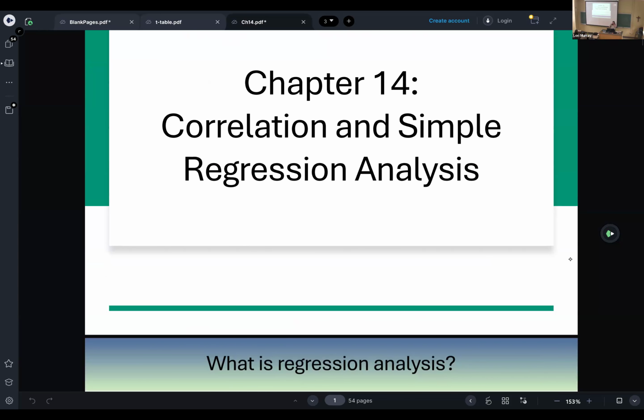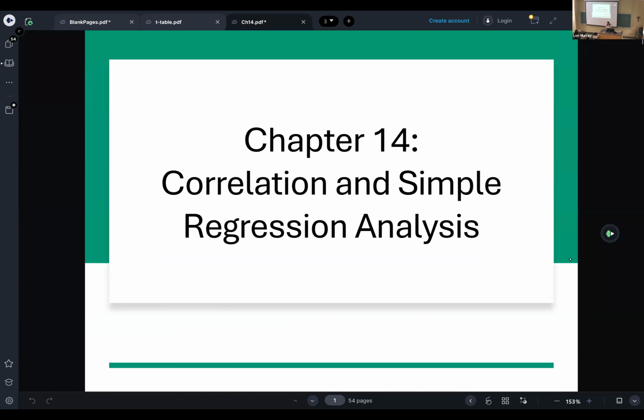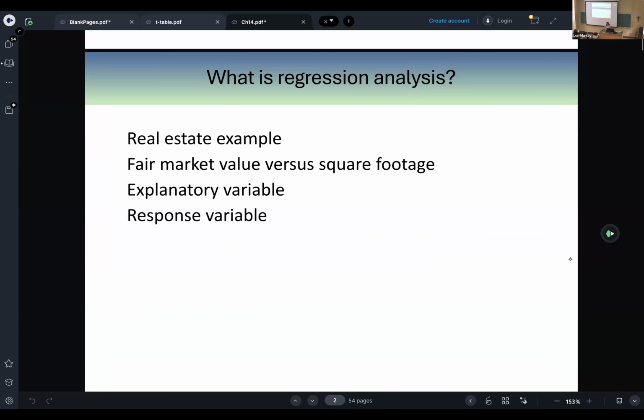Now, this is called simple regression analysis, not because it's easy. It's actually not super easy. It's called simple because we have one explanatory variable that we talked about last week. When we get into chapter 15, we're going to have more than one. You can have as many as you like, but that's what simple means.